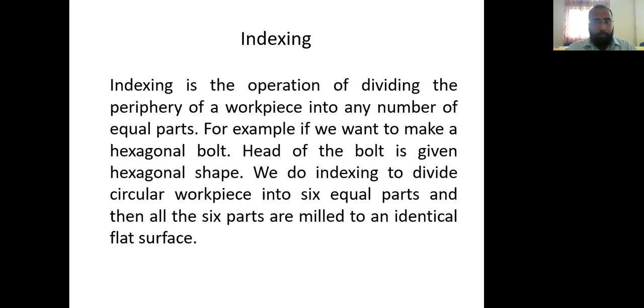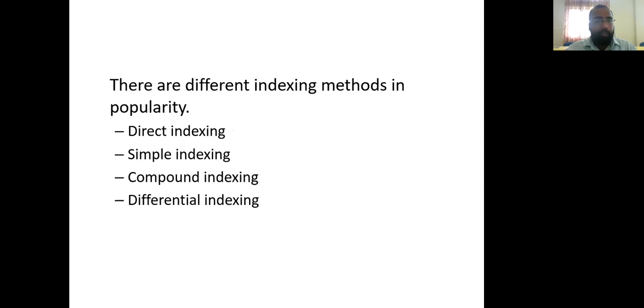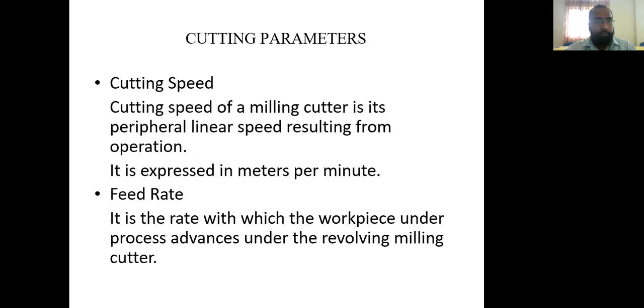So we have different types of indexing, to divide circular workpieces into any number of required parts. If I have a hexagon, I must use 6 equal parts. If I have a pentagon, I must use 5 equal parts, right? So this is indexing. There are four types of indexing: direct indexing, simple indexing, compound indexing, and differential indexing. Indexing and calculations are important while making a gear gauge.